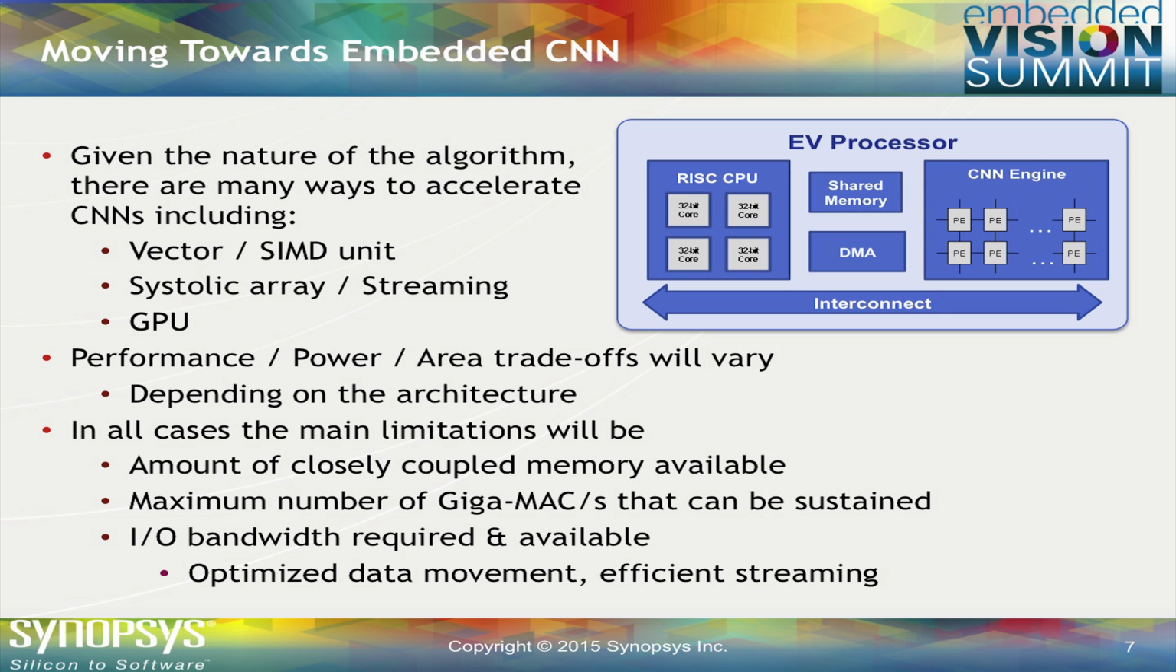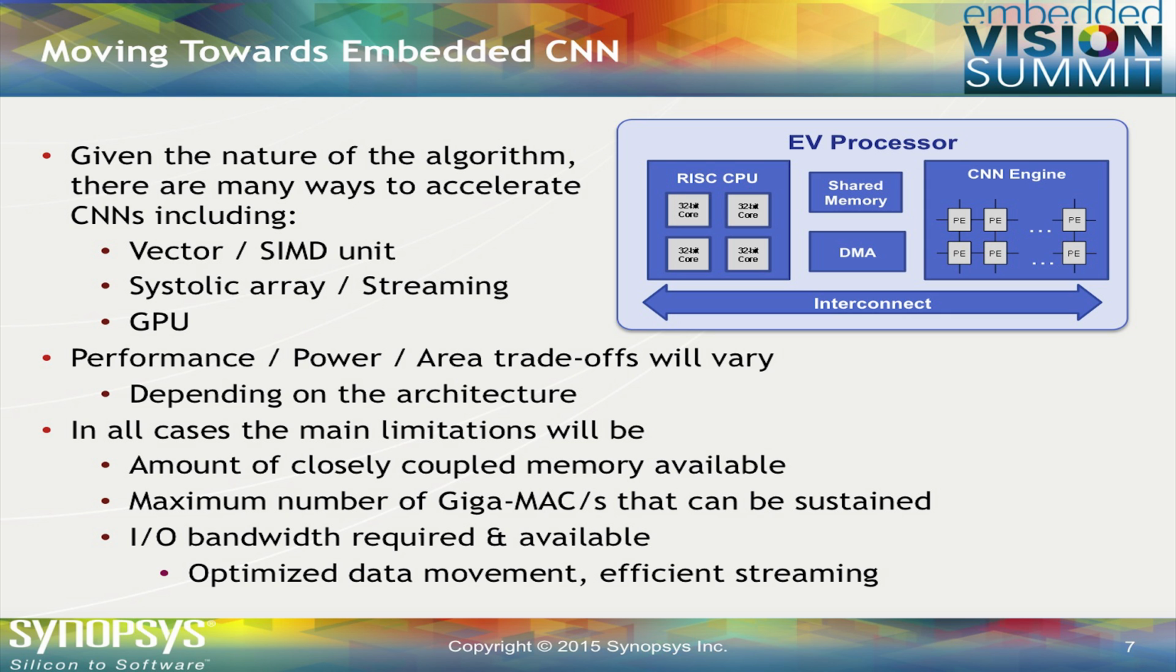Given this compute pattern, it's quite easy to see that there are many straightforward ways that you can optimize such an algorithm. You can use a vectorial or SIMD unit if you have them on your processor. You can use a GPU quite efficiently also. Or you could implement a more specialized type of machine, like a systolic array type implementation that does streaming, because that's pretty much what a convolution neural net graph is.